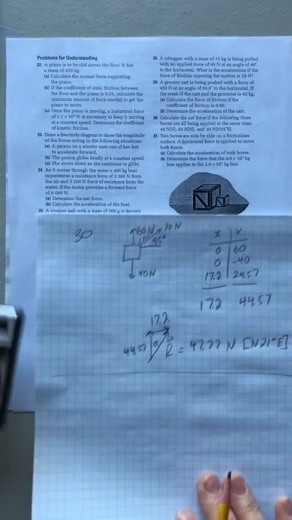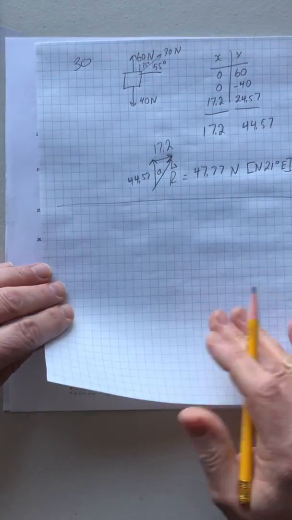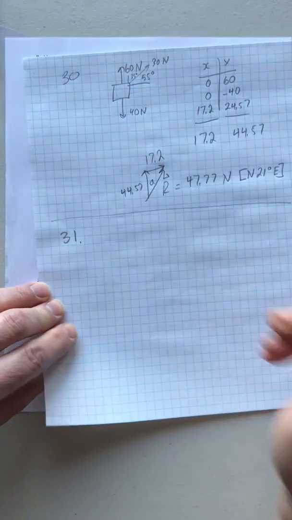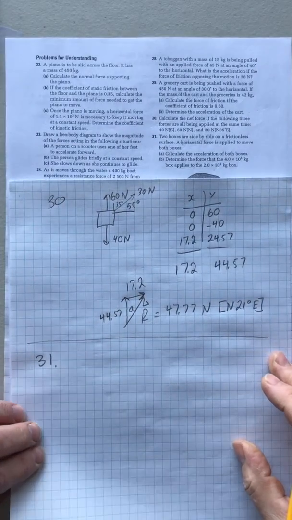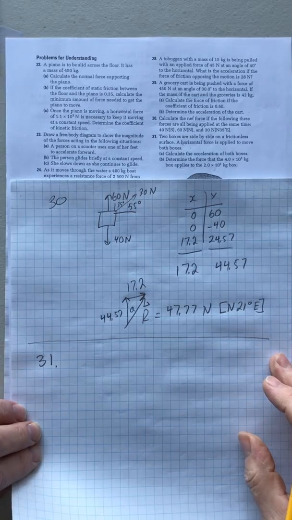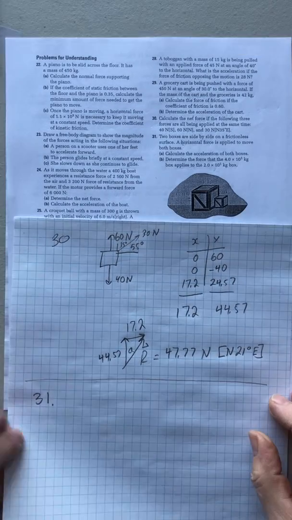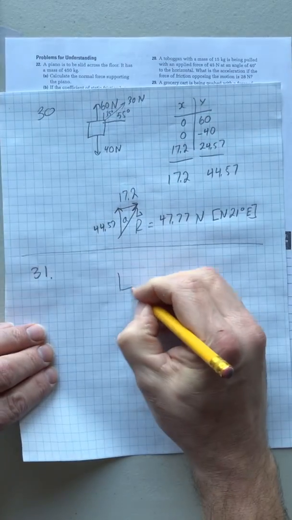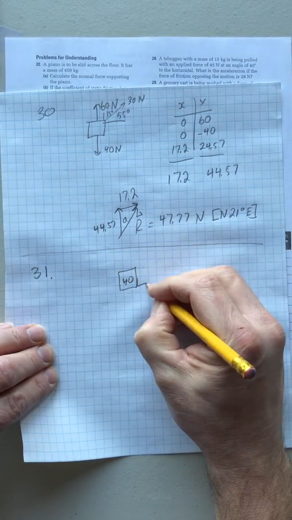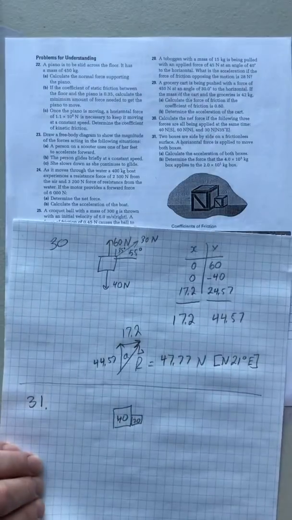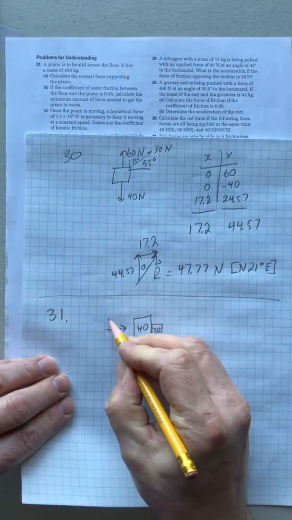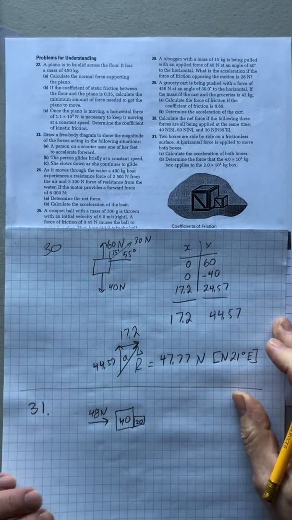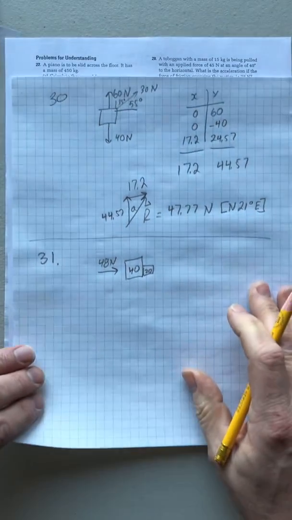And the last question, 31. Two boxes are being pushed. There's a diagram there. Okay, let's take a look. A 40 and a 20. And they have the picture, well, they have it written over here. Okay. Calculate the acceleration of both boxes. And then the force on the second box.